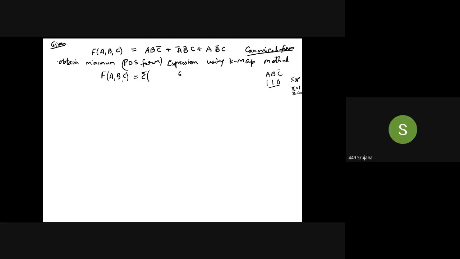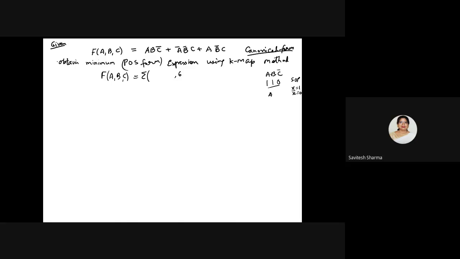6. 6, ma'am. That's why it is not 1. It will be 1 when you are actually taking POS form, meaning A plus B plus C complement. But here it is an SOP form because all variables are connected with the dot. So if a variable is a true signal, you will take 1. If it is complement, you will take 0. So please don't get confused. Okay, next term.